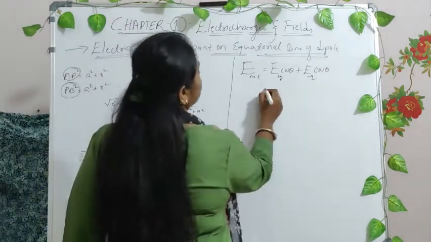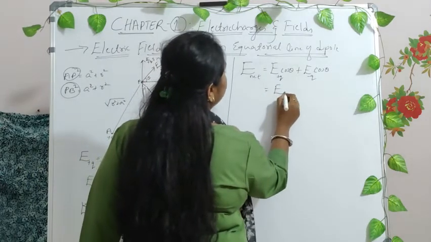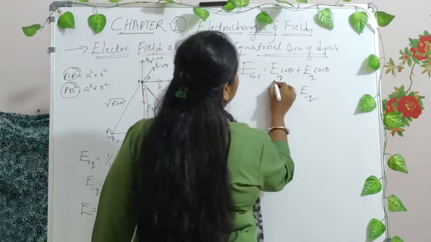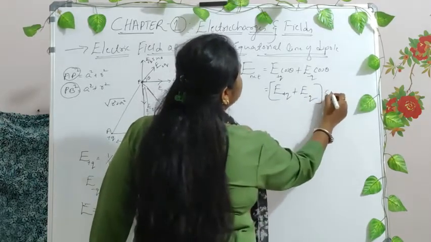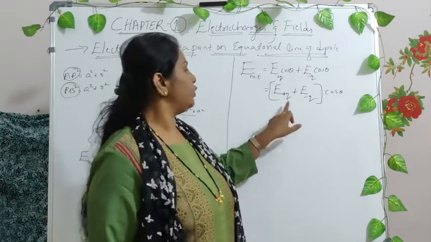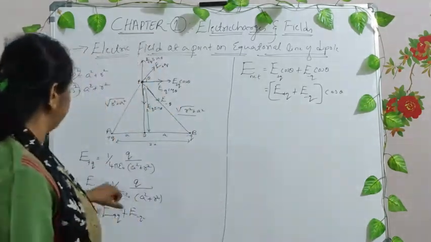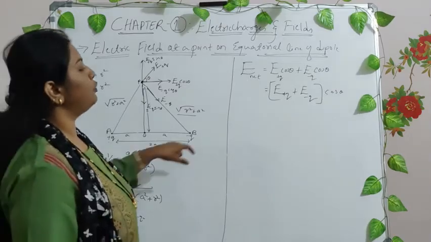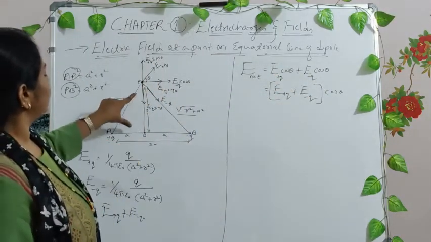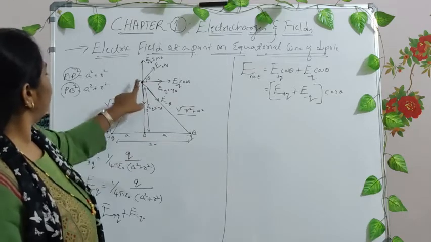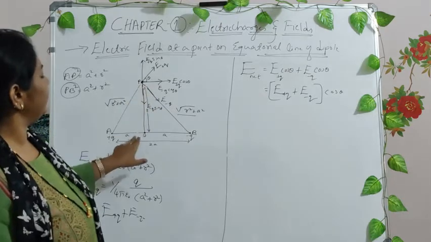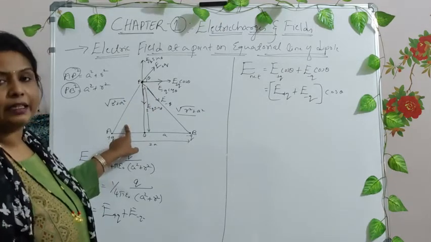Now cos theta is common, so it is E because of positive Q plus E because of negative Q, times cos theta. Now you know the values of E positive Q and E negative Q, given here. What you have to find out is cos theta. This cos theta can be found from this triangle. The triangles AOB and POB are both the same, so you can take any one triangle here.